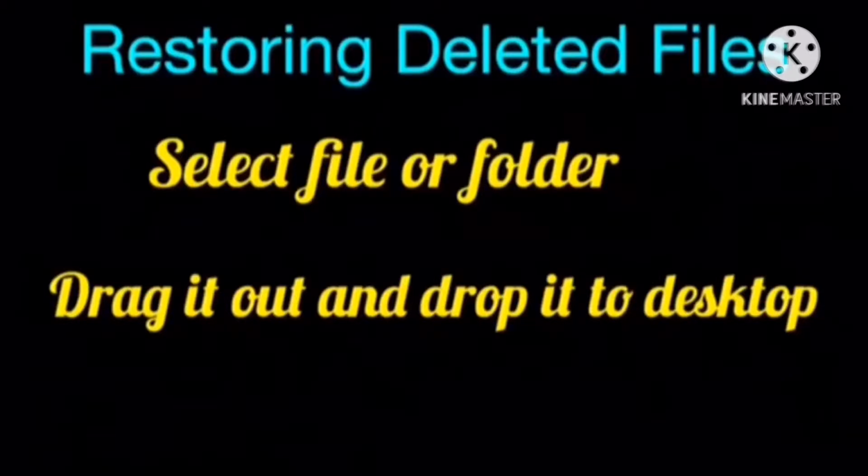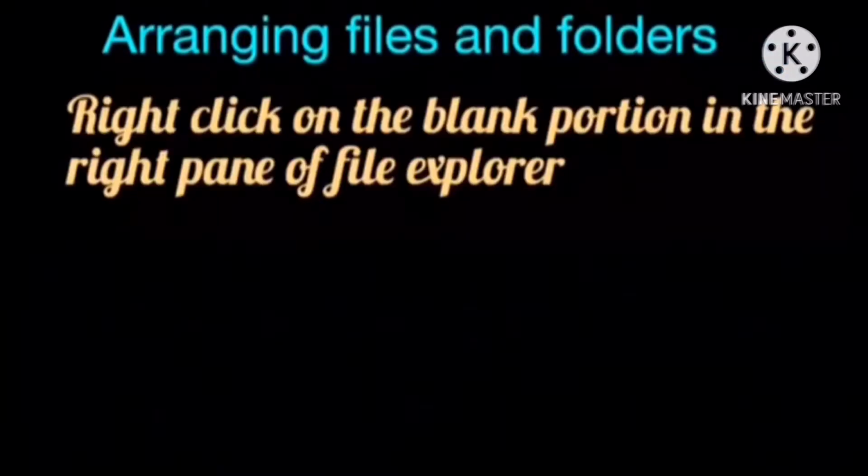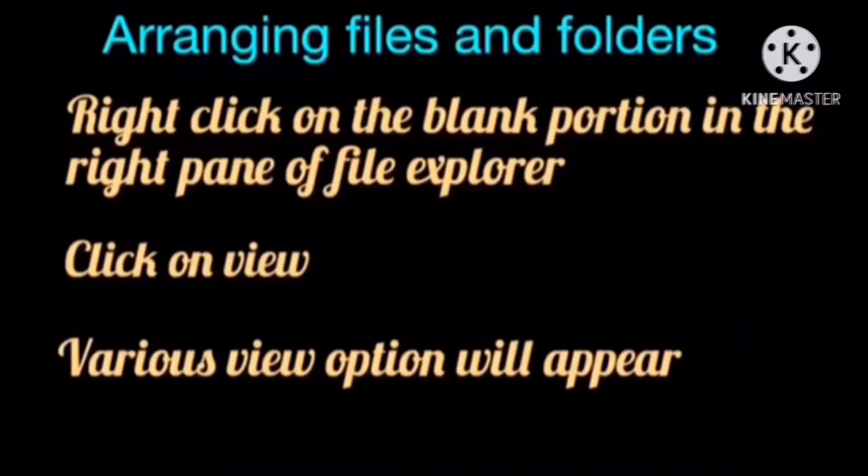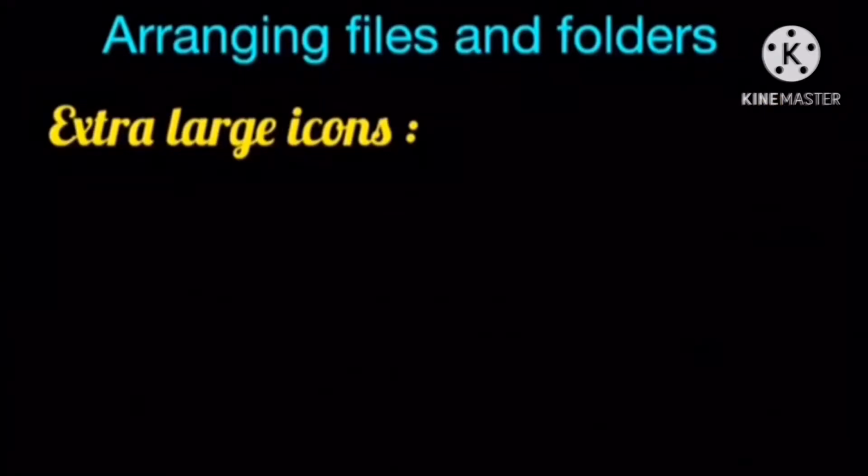Now next topic is how to arrange the files and folders. Where will be the files and folders present? It will be in the File Explorer window. So there are multiple ways to do that. First, you have to open the File Explorer. Then you have to right click on the blank portion. What will happen? You'll have many options there. Among that, the first option is View. When you click on View, you can see another couple of options like different views.